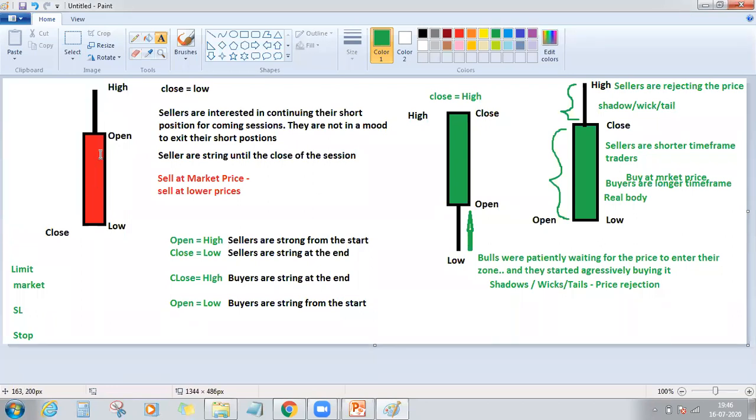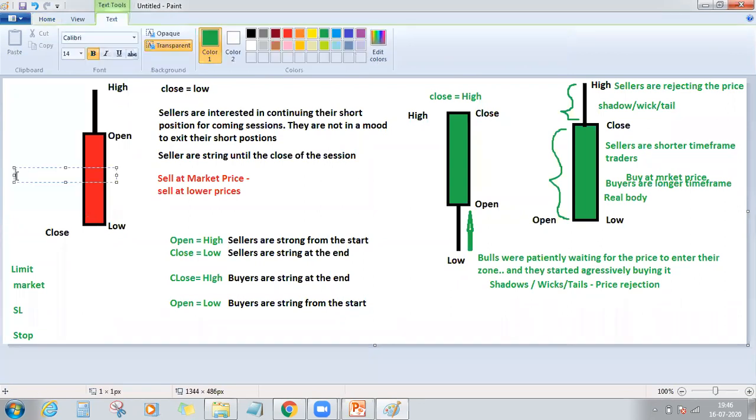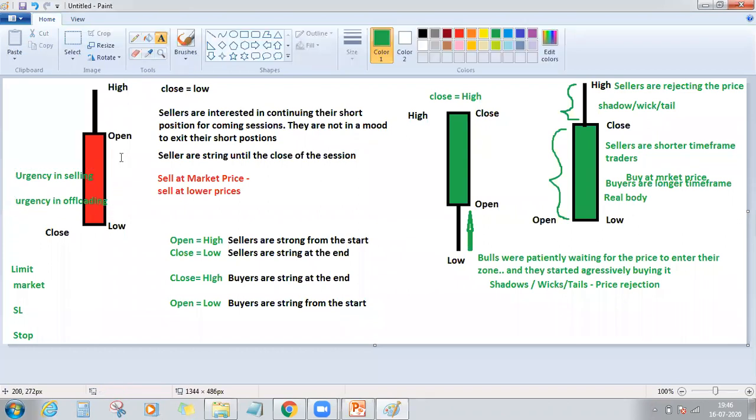This is one reason, by looking at the length of the body. The second reason is price closed at low. So here urgency in selling is seen. Urgency in selling, or I can call it urgency in offloading the shares. By comparing the length of the body and by looking at the ending prices, I can say if there were market orders or limit orders.